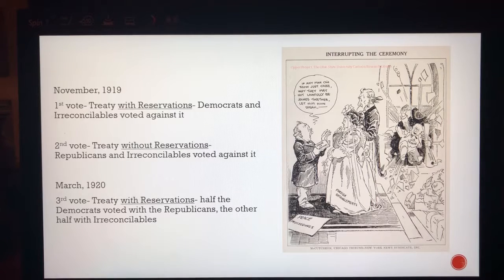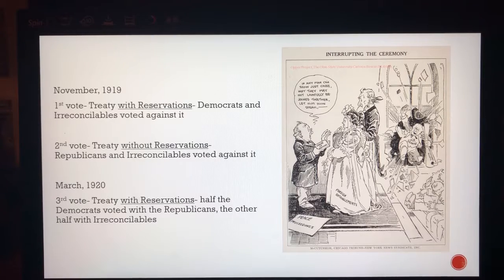So then the second vote is a treaty without reservations. This is Wilson's original treaty that was made in Paris. The Republicans vote against it, so do the irreconcilables. So we don't get the 2/3 needed to negotiate and get this treaty passed. So they go out for a Christmas break and come back. And they try to vote on the treaty one more time. And it doesn't even get half.